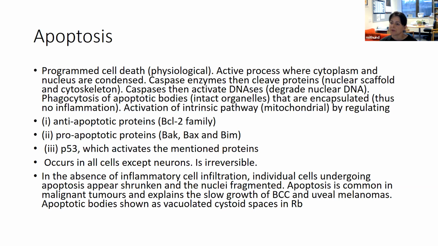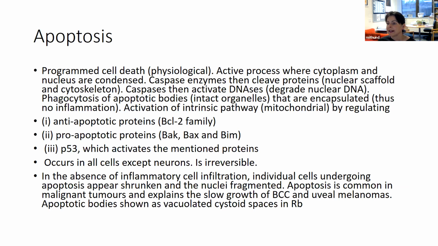There are some key genes or proteins. There are anti-apoptosis proteins, which are the BCL2 family of proteins, so these stop apoptosis. And then there are the pro-apoptosis proteins, which are BAK, BAX, and BIM. P53 has a role in activating most of these proteins. Apoptosis occurs in all cells except neurons and is irreversible. So once you program something to kill itself, that's it. Apoptosis is common in malignant tumors and can explain some of the slow growth that you see. And Diane and Amanda will be able to identify and show you what apoptotic bodies are more than I can anyway.